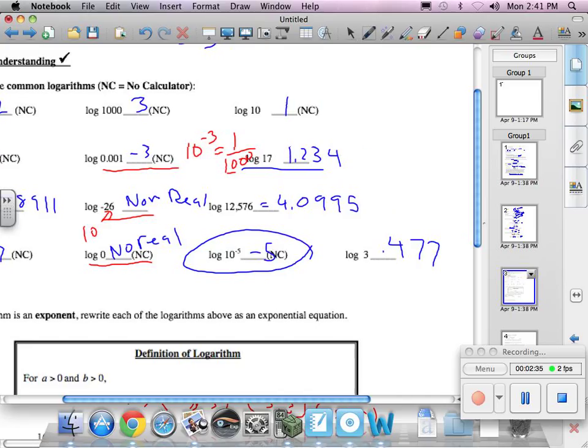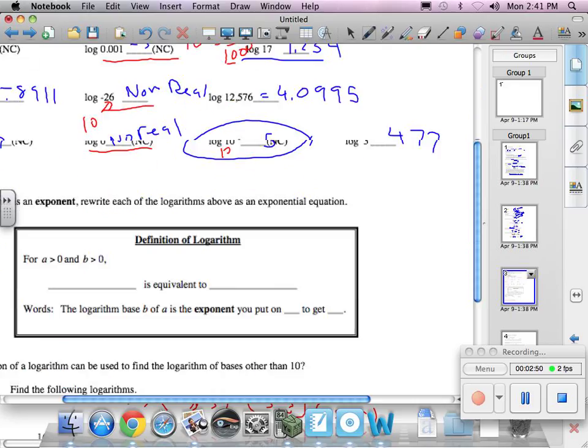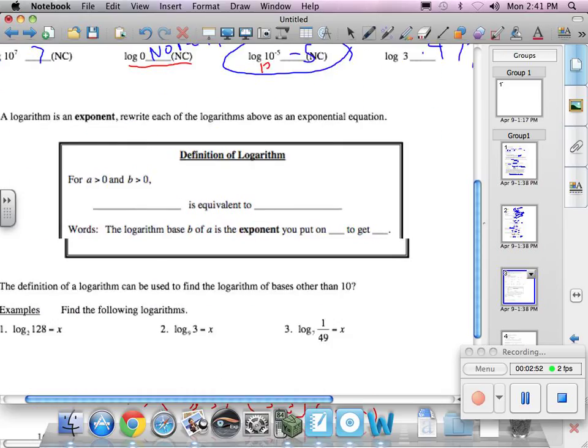This is kind of interesting too if you think about it. What do I have to raise 10 to make it equal 10 to the negative fifth? Well, it's got to be to the negative fifth. And finally, so hopefully you got pretty comfortable using that with a calculator. I think that'll be pretty easy to do later on.